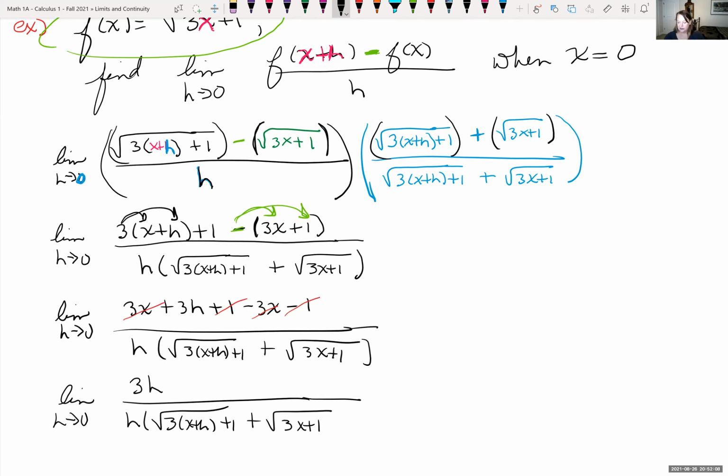Again, I noticed I would get 0 over 0 because I have a factor of h in the top and a factor of h in the bottom. So let's cancel that out. And so now if I do direct substitution and I plug in 0 wherever I see an h, I'm left with just 3 in the numerator, all over the square root of 3x plus 0 plus 1, plus the square root of 3x plus 1.